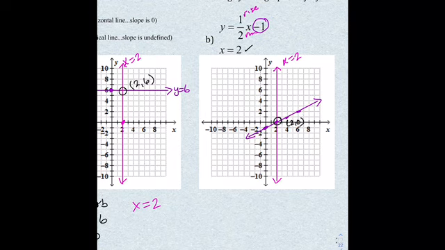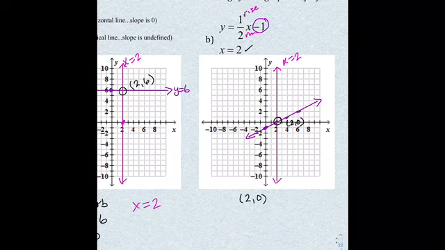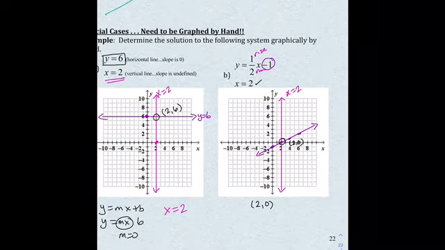So there's the solution to our system, 2, 0. When x is 2, y is 0. Okay, and that will satisfy both equations.